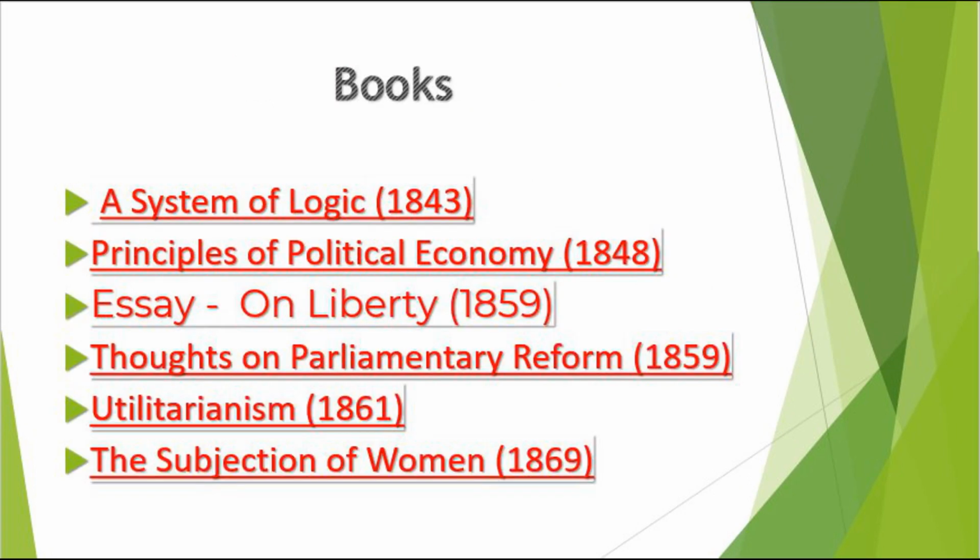Now, here are the names of some important works by J.S. Mill with the year of publication. A System of Logic, published in 1843. Principles of Political Economy, published in 1848. Essay on Liberty, published in 1859. Thoughts on Parliamentary Reform, also published in 1859. Utilitarianism, published in 1861. The Subjection of Women, published in 1869.